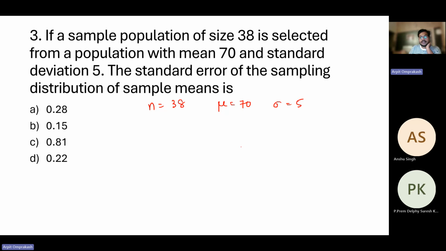The standard error of the sampling distribution of sample means is nothing but sigma by root n, which is the standard deviation of the sample that we take. So we'll put the values in this formula. It's 5 divided by root 38, which is 5 divided by 6.164, approximately 0.81. So the answer here will be option C, 0.81.